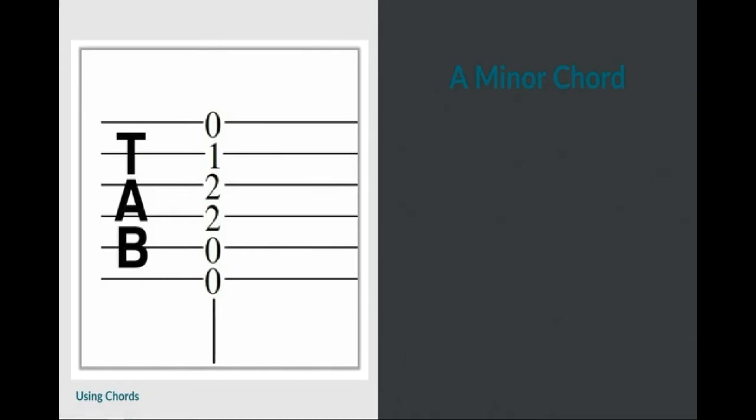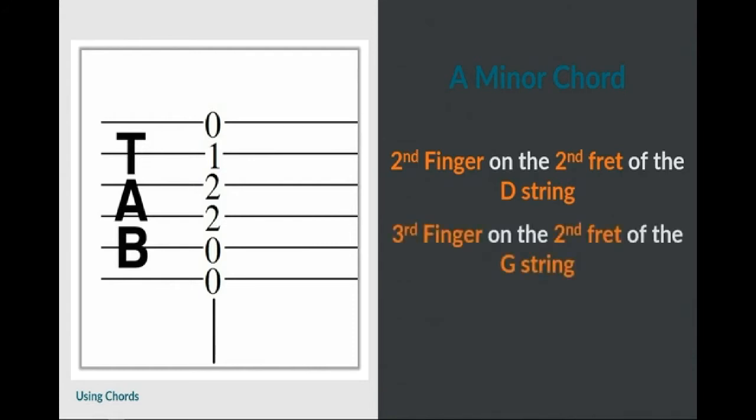Next, we have the A minor chord. The A minor chord is very, very similar to the E major in that it has the same shape, except we have to press different strings. For the A minor chord, the second finger is on the second fret of the D string, the third finger is on the second fret of the G string, and the first finger is on the first fret of the B string. Then all the other strings are open.